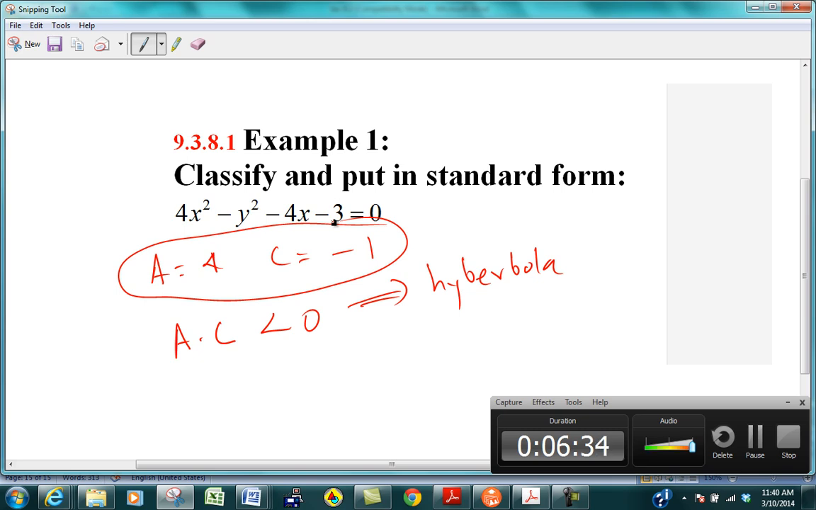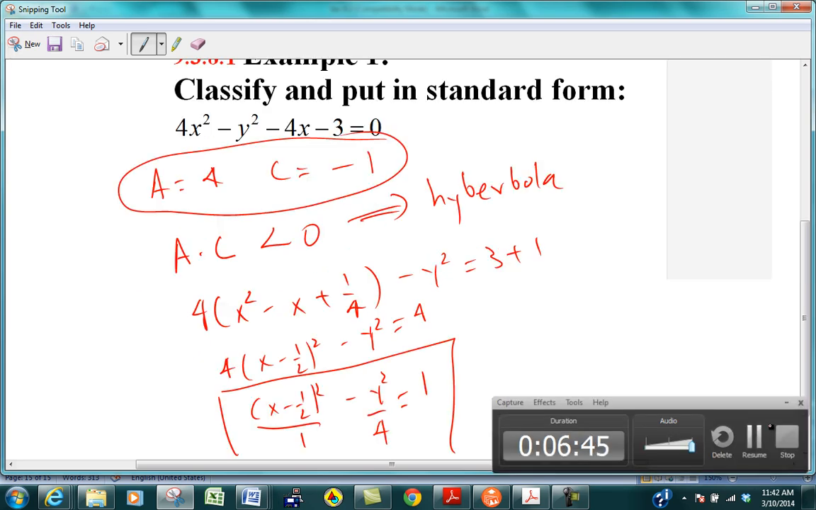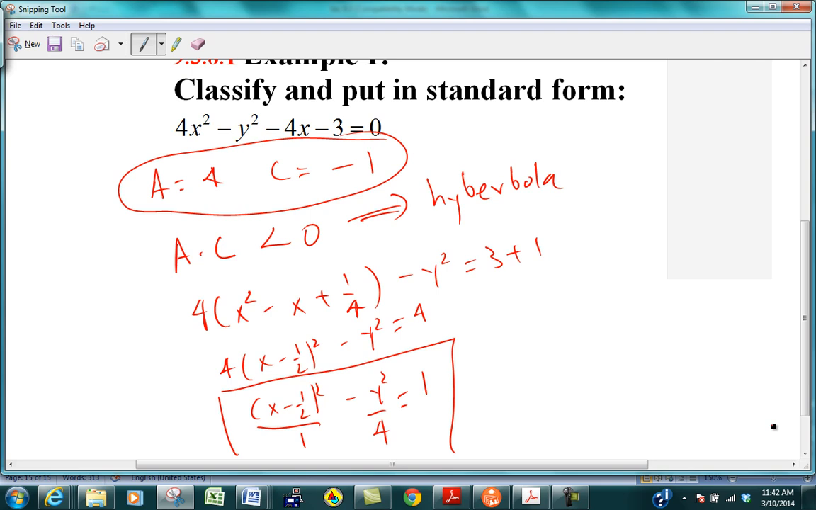How about putting it in standard form? Everybody know how to do that? Can you guys do that then? I'll pause here for a minute. Avi, is this what I got? Is this what you got? Is everybody okay? All right, so that's the standard form of this general conic equation.